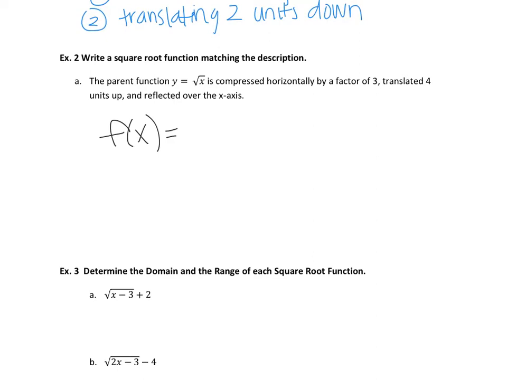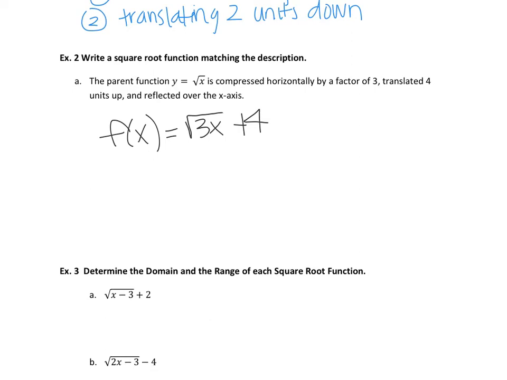Okay, so I am going to have a 3 under here with my x. And then I am translating it 4 units up. So let me go ahead and erase part of that so it doesn't look like that's included. And that's one thing you need to be very careful about, is don't draw your square root all the way across like that, because that shows me that you're telling me that's underneath.